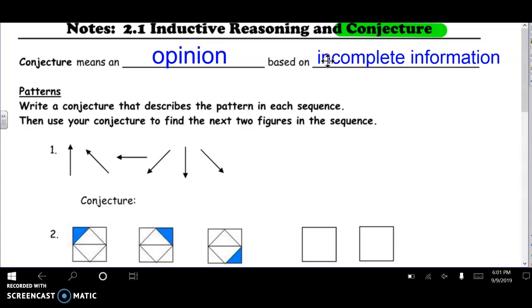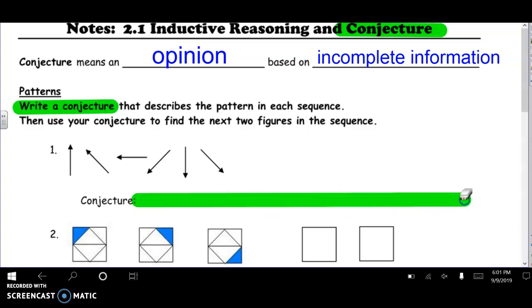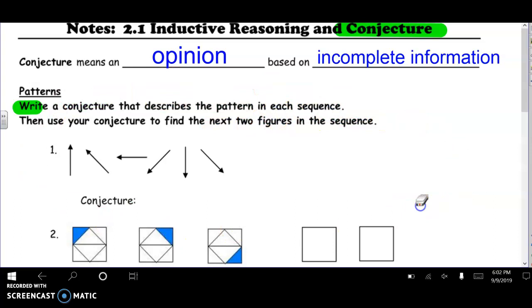We're going to practice this with pictures at first. And if I look at problem number 1, I am asked to write a conjecture. That's going to be a statement that we write down here. And that is going to be describing the pattern in the sequence. We're going to also include the next two figures in the sequence. I'm actually going to start by drawing the next two figures, and then I'm going to write my description. So let's start by drawing the next arrows that we have here.